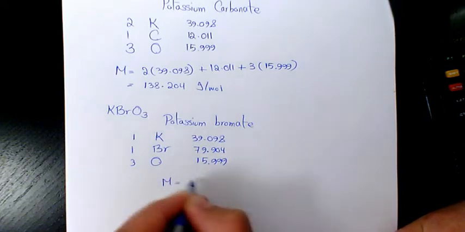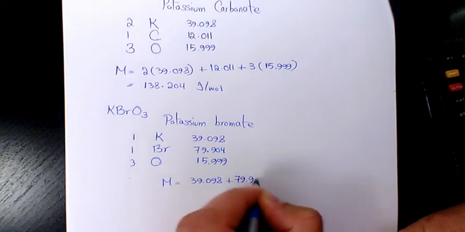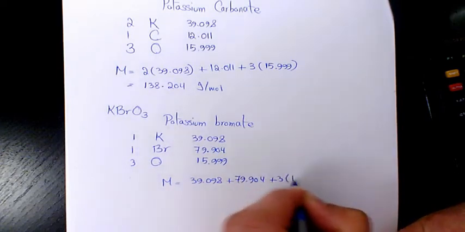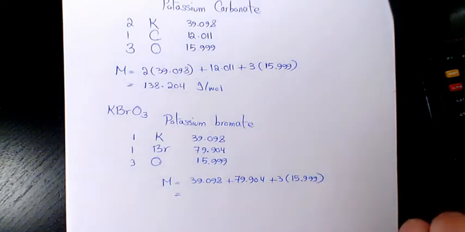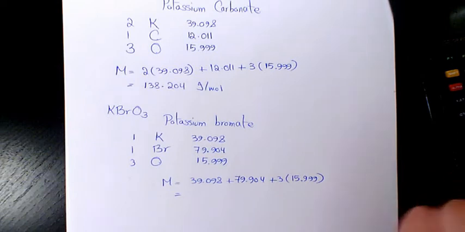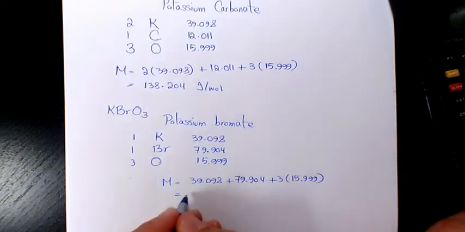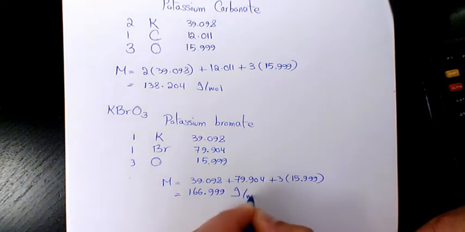So molar mass is going to be 39.098 plus 79.904 plus 3 times 15.999. It's gonna be 166.999 grams per mole.